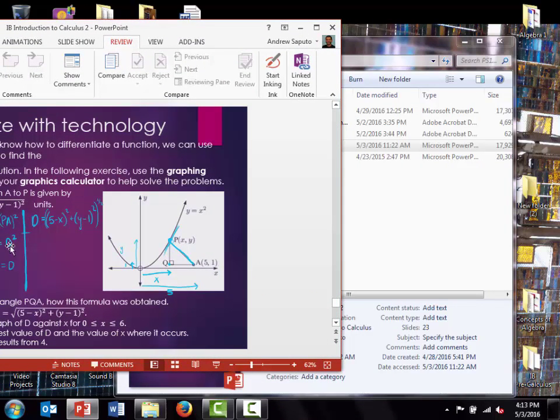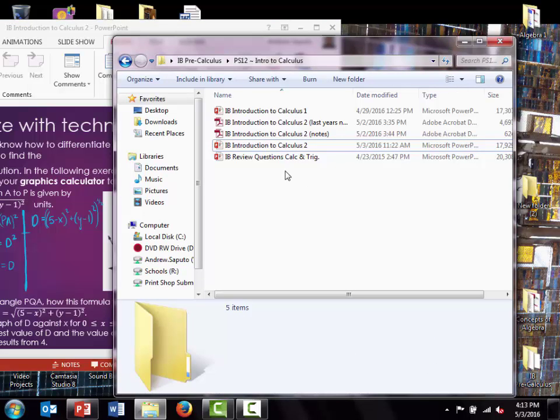I think what you do is you find the derivative, you plug it into your calculator, and you find the max or the min. That's what I'm pretty sure you do, but I'm not very happy with how difficult that is to find the derivative.